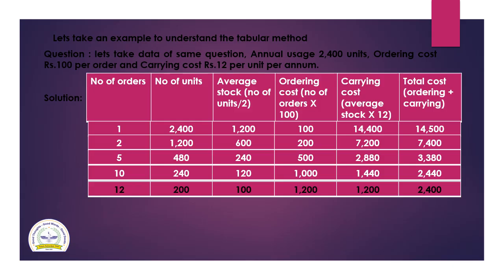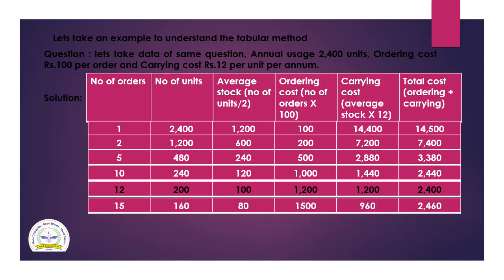You can observe in all the assumptions that total cost is decreasing as the number of orders increases. Let's go for the next assumption. If we take 15 orders, each order will have 160 units, average stock will be 80, ordering cost will be 1500, and carrying cost will be 960. So total comes to 2,460.